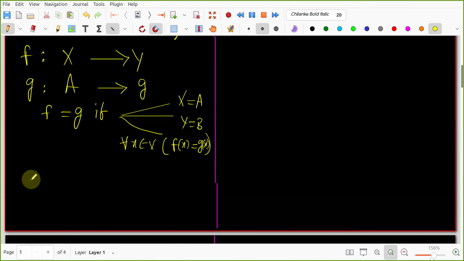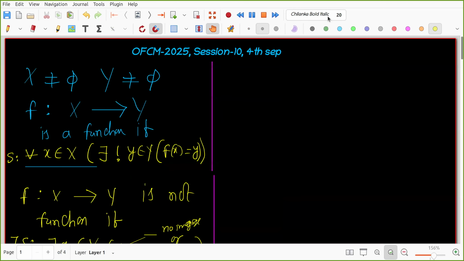Similarly, what do you mean by F not equal to G, right? What is this? Okay, discuss.